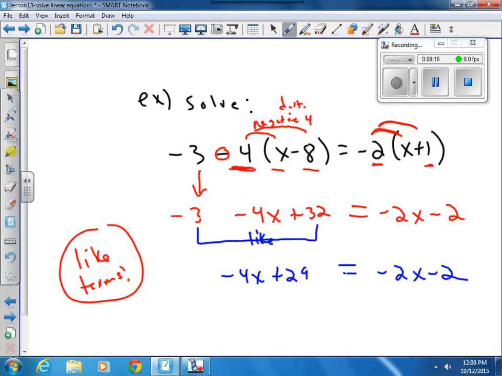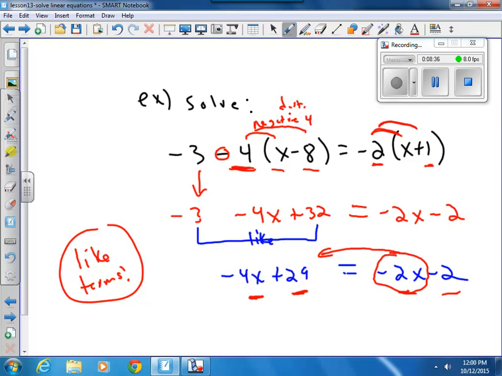Okay, when you arrive here, letter, number, letter, number. Letters on the left, numbers on the right. You can almost sing it to yourself. Letters on the left, numbers on the right. So let's take negative 2x. We want to toss it to the left, to the left, to the left.